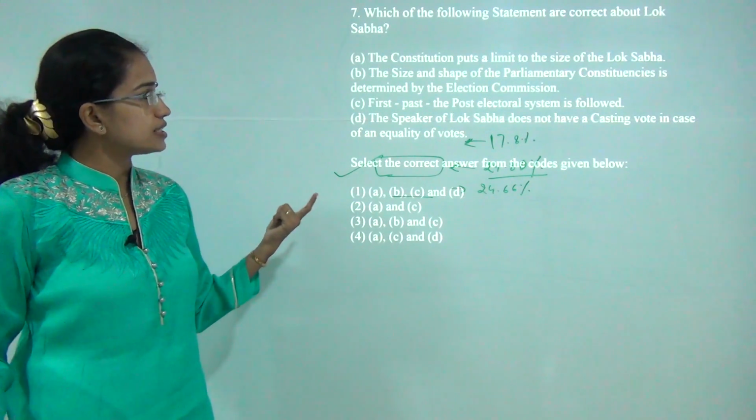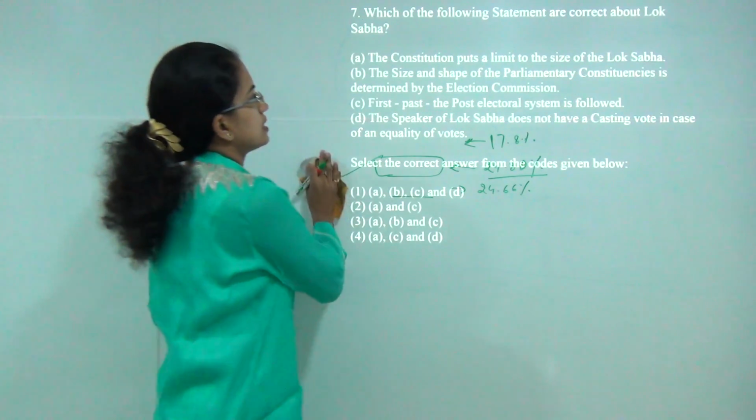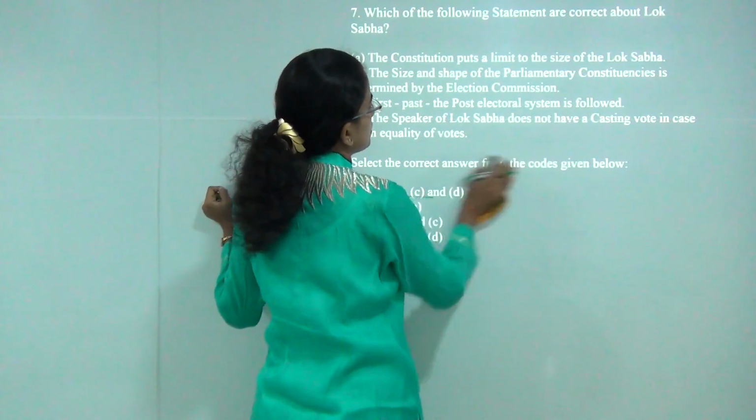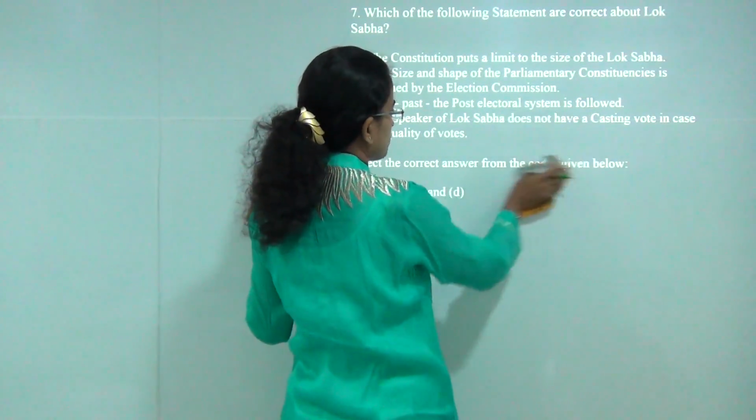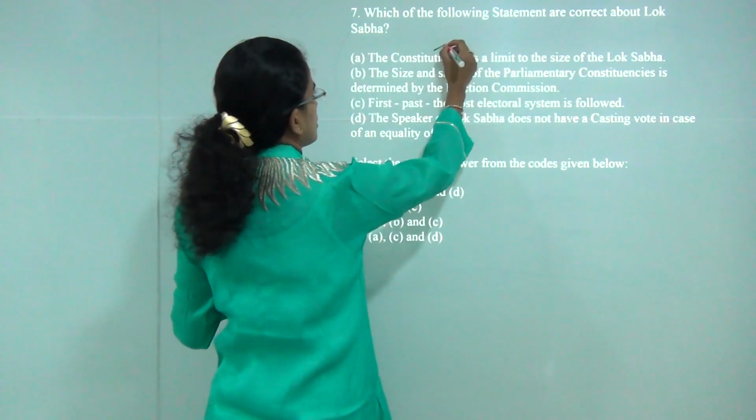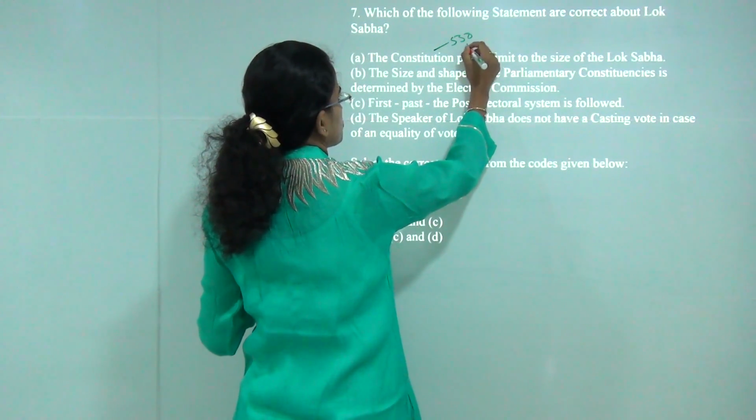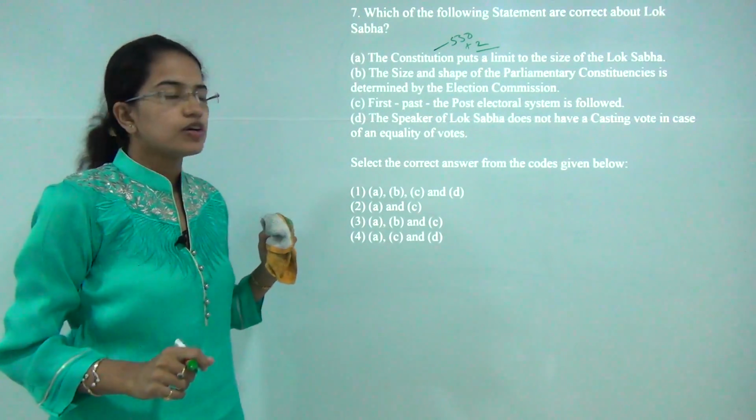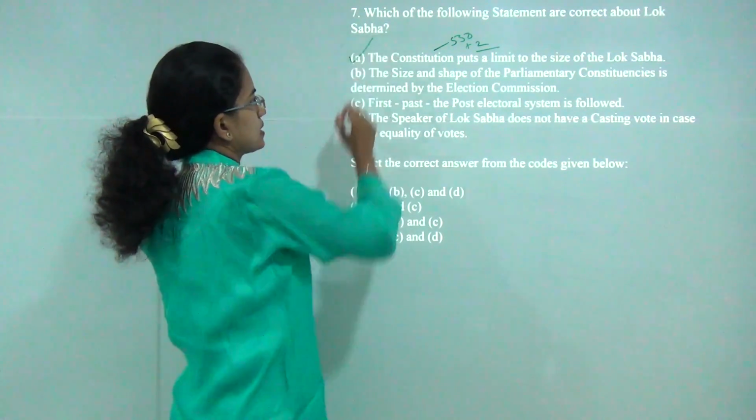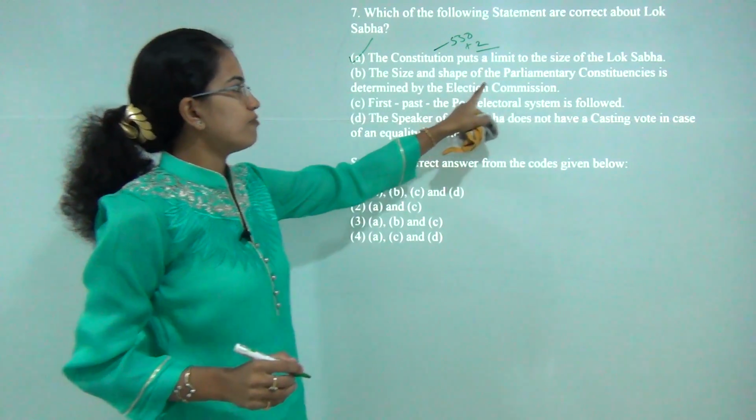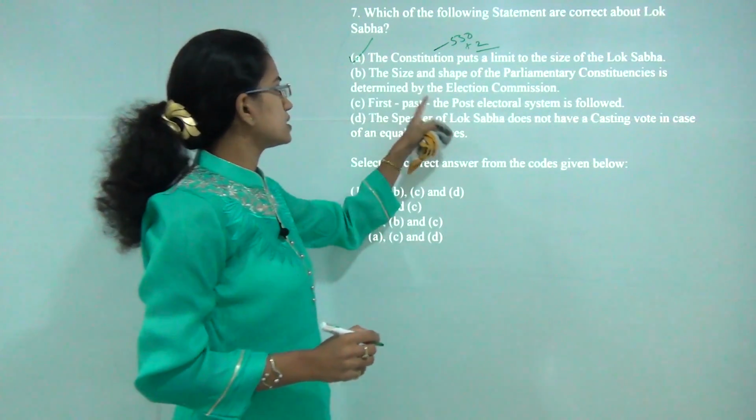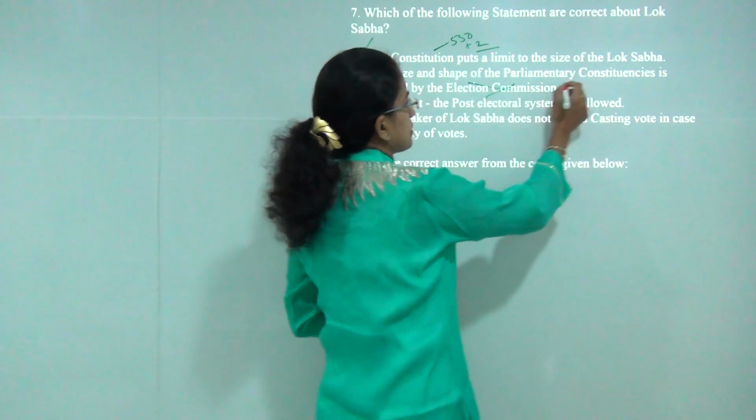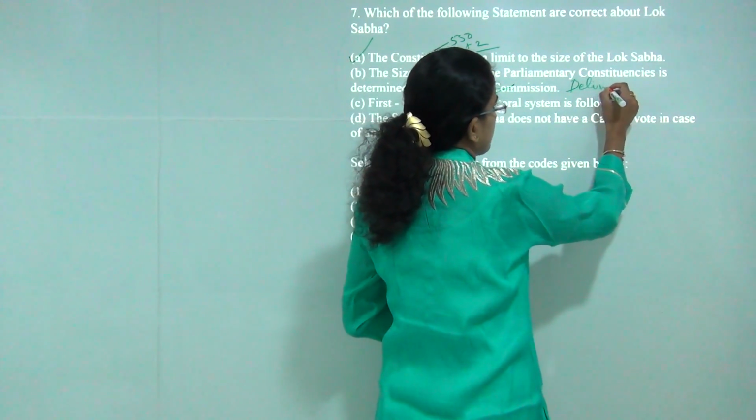The next question is about Lok Sabha. The first statement says the constitution puts a limit to the size of Lok Sabha. That's correct, because you have 550 members plus 2 nominated. So you have a limit that is put to the size of Lok Sabha. So this statement is correct. The size and the shape of parliamentary constituencies is determined not by the Election Commission but by the Delimitation Commission.